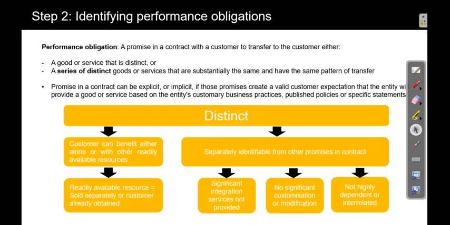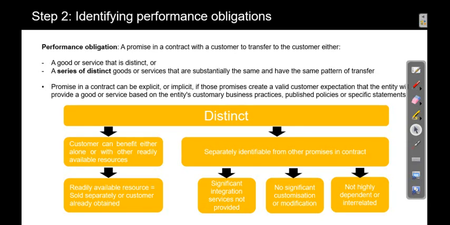So as a seller, I need to identify what I need to do for the customer. For example, let's say Jio is selling a phone to its customer, and it is also selling the SIM card along with the data and the calling. So it needs to identify what the promise or the performance obligation it has in the contract is. And we also need to understand the timing of this obligation.